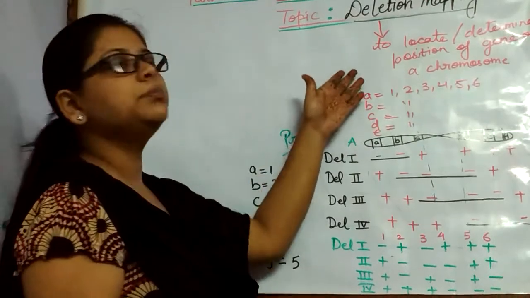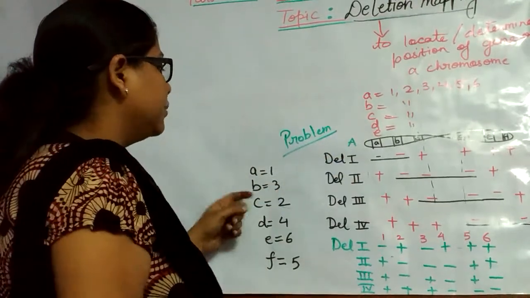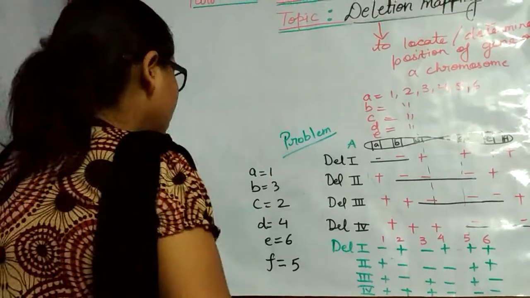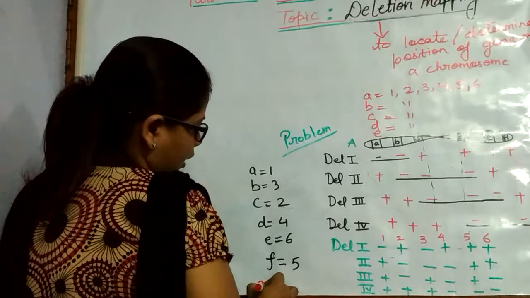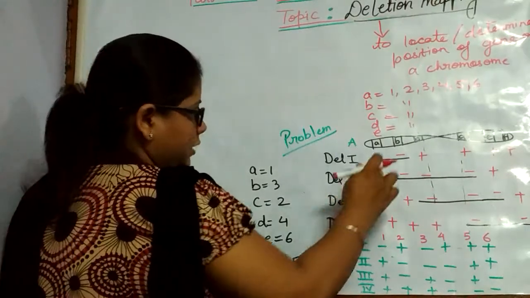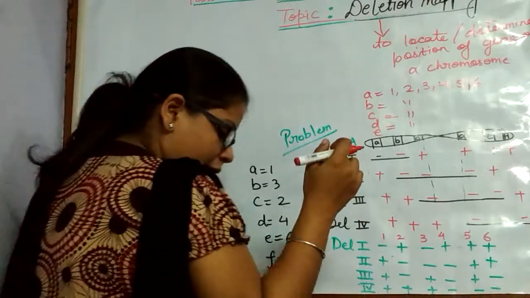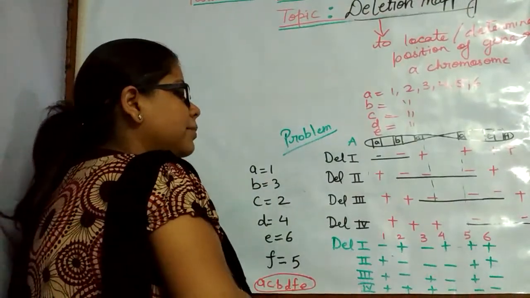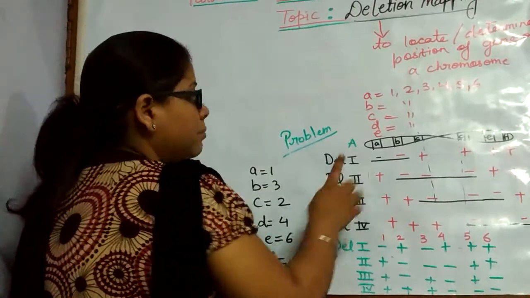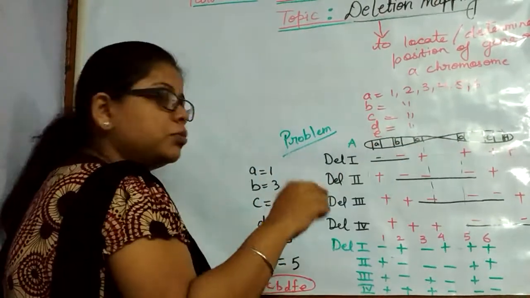Through deletion mapping, we can determine the position of a gene present on the chromosome. Through this problem, we can easily understand that A is 1 and B is in the 3rd position, and you can easily determine the order of the genes. So what is the order of the genes? It is A C B D F E. This is the correct orientation. These are not the correct positions. We determine the exact position through deletion mapping. A, B, C, D, E, F are all genes present on chromosome A.